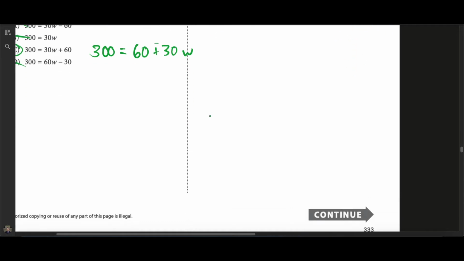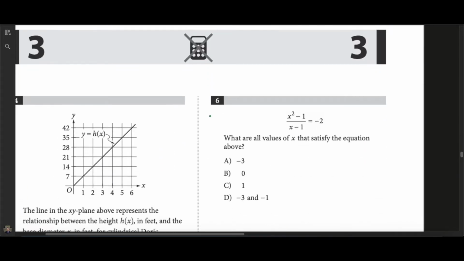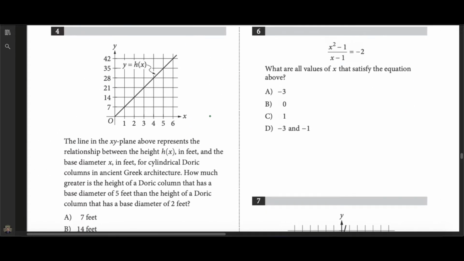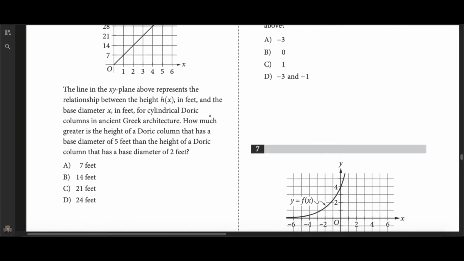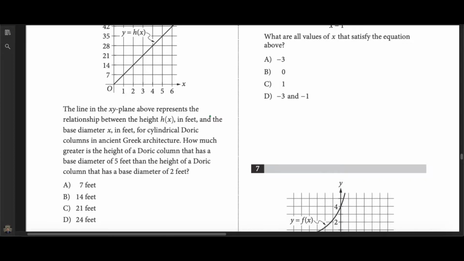Again, that took way too long for a test that's timed. You'd want to skip that one and then come back to it at the end. It wasn't difficult, but you do want to skip it at first.